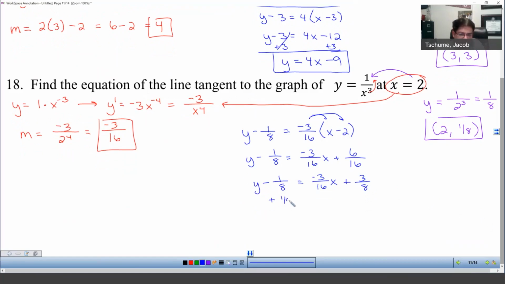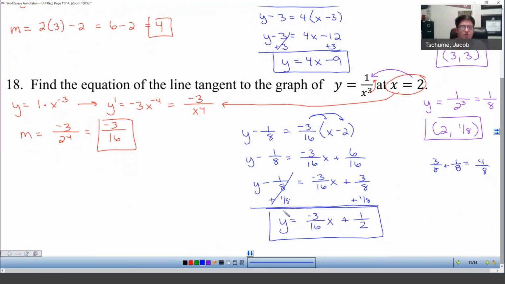I am then going to add 1/8 to both sides. So when I do that, you get y equals the -3/16x. And when you add 3/8 and 1/8, I'll do that over here on the right, that becomes 4/8. And since both of those numbers are divisible by 4, this actually becomes 1/2. So your final tangent line here for this problem number 18 would be y equals -3/16x plus 1/2.